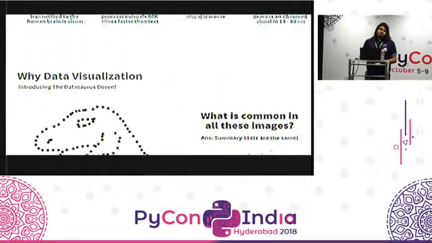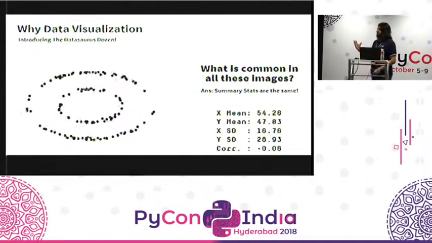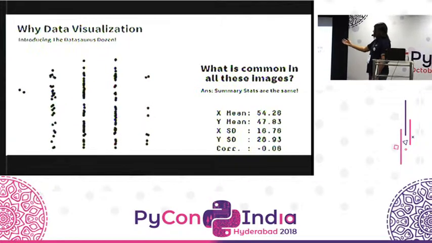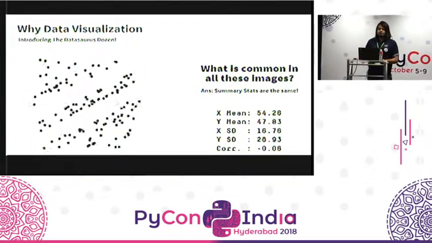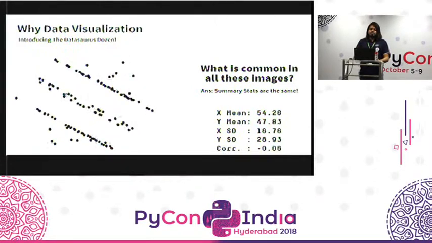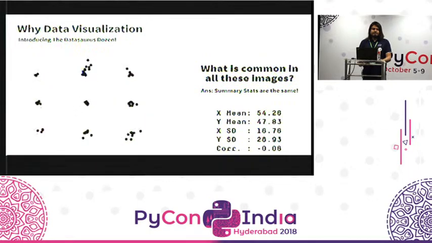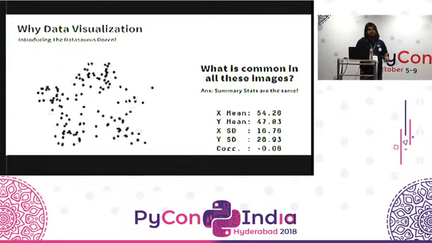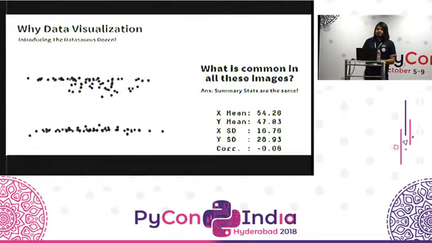A bit more detail as to why we really need data visualization. This is an interesting data set known as the Datasaurus dozen, which is basically 12 different types of data, as you can see here, data points. What is really common in all these images? As you can see, the summary statistics are exactly the same. The data sets are really different, from the alignment of the points and their orientation, but the summary stats are the same.